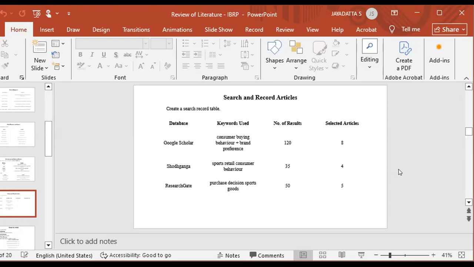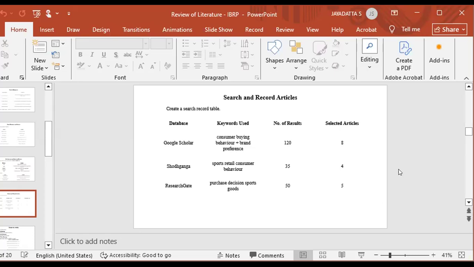Take Shodhganga, right? If you go to Shodhganga, then again you have sports, retail, consumer behavior. The number of results you will get is 35, because it is related to Decathlon or sports, retail, consumer behavior. Forget about Decathlon. At least for sports, retail, consumer behavior, you will have around 35 results. So you are selecting around 4 articles from Shodhganga.